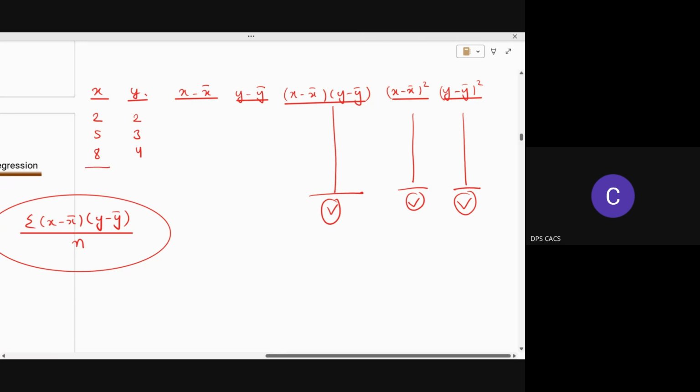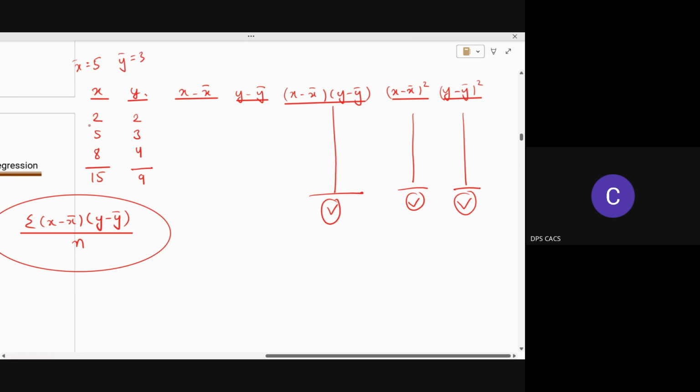Sir, we have to find the mean. What to do? Mean. So 15 divided by 3. What is your mean? 5. Then 9 divided by 3. What is your mean?